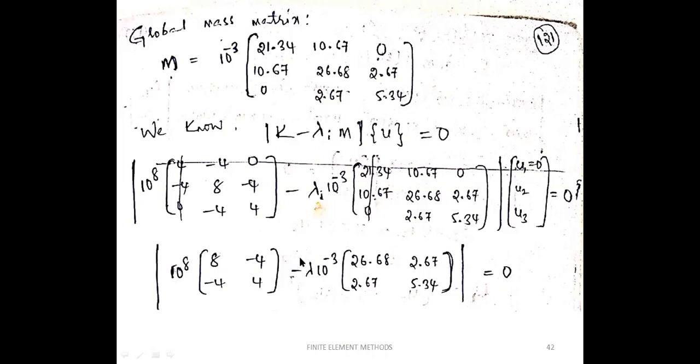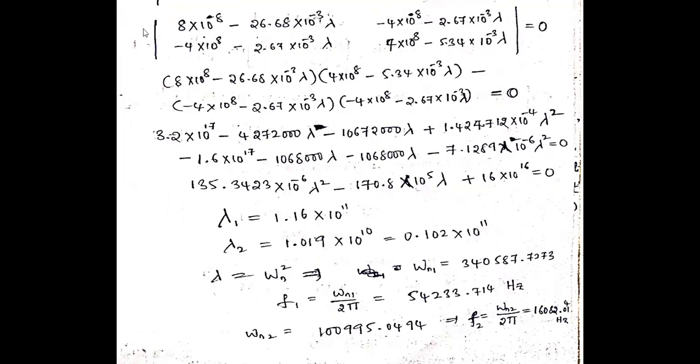So here 2 by 2 minus lambda times 2 by 2. Once you do the subtraction K minus lambda M, you will get only a 2 by 2 matrix. The determinant of this 2 by 2 matrix must be equal to 0. Let us say the entries are A and B, and C and D. So the determinant is equal to AD minus BC.